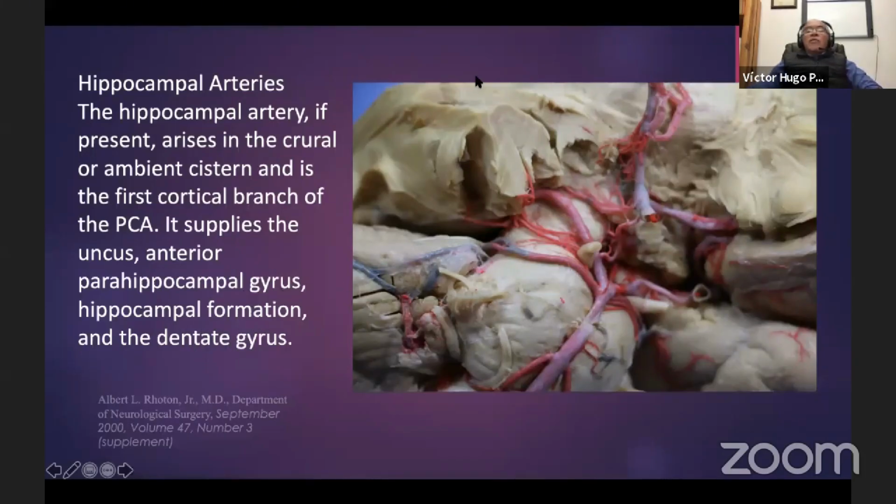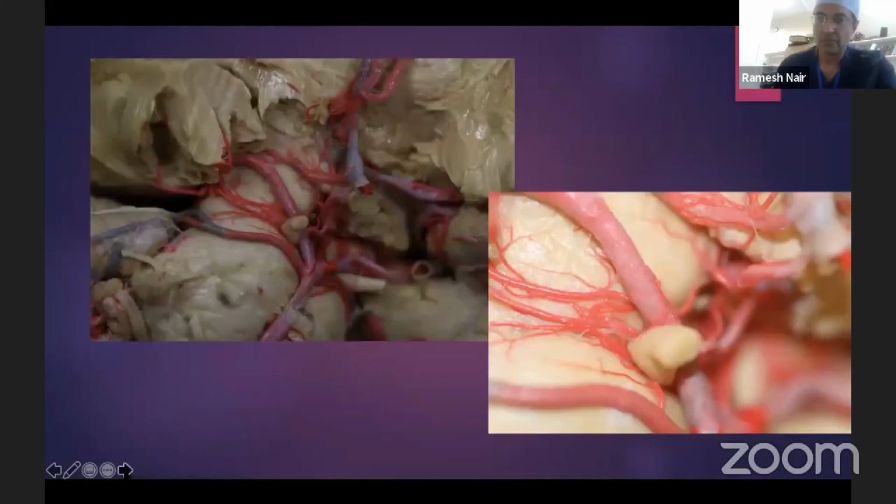This is a dissection of white fibers in this brain. We can see in here this hippocampal artery coming from this posterior cerebral artery. This is really a nice dissection because when you find this artery, you look how this artery is giving rise, is irrigating the hippocampal formation, like in this picture.